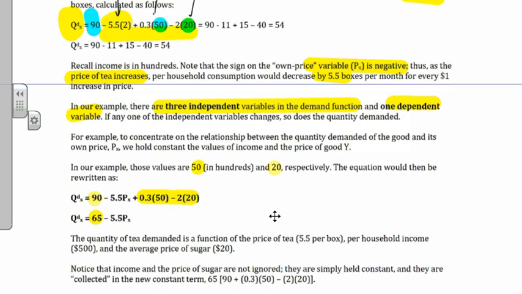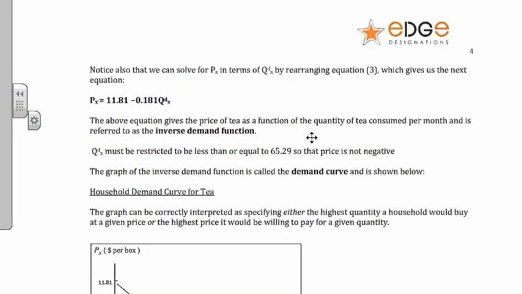Okay, and then what could we say? We could say the quantity of tea demanded is a function of the price of tea at this point, $5.50 per box of tea, per household income, 500, and the price of sugar of $20. It's important to remember, of course, guys, that income and sugar are not ignored, they're just added to the constant number there of 90. So what we're really doing is putting them all together in a new, what we call a new constant term, so we can look at them as one specific number.